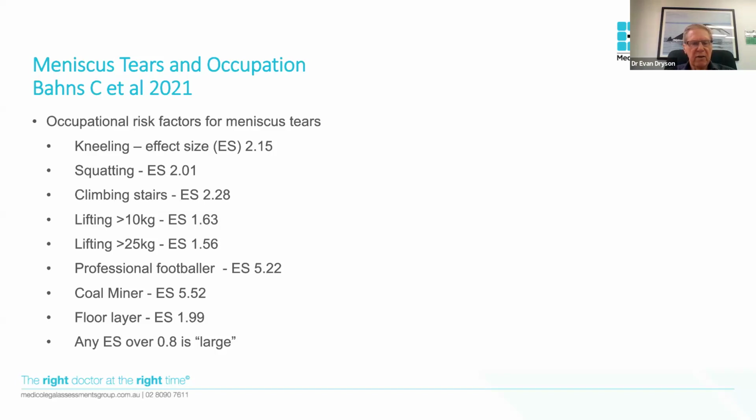Floor layers have a large effect size, but not as big as some of the others that we've been looking at. So floor layers include carpet layers, includes floor tilers. Obviously, they're spending a lot of time kneeling, they're spending a lot of time squatting, twisting, lifting, and carrying.